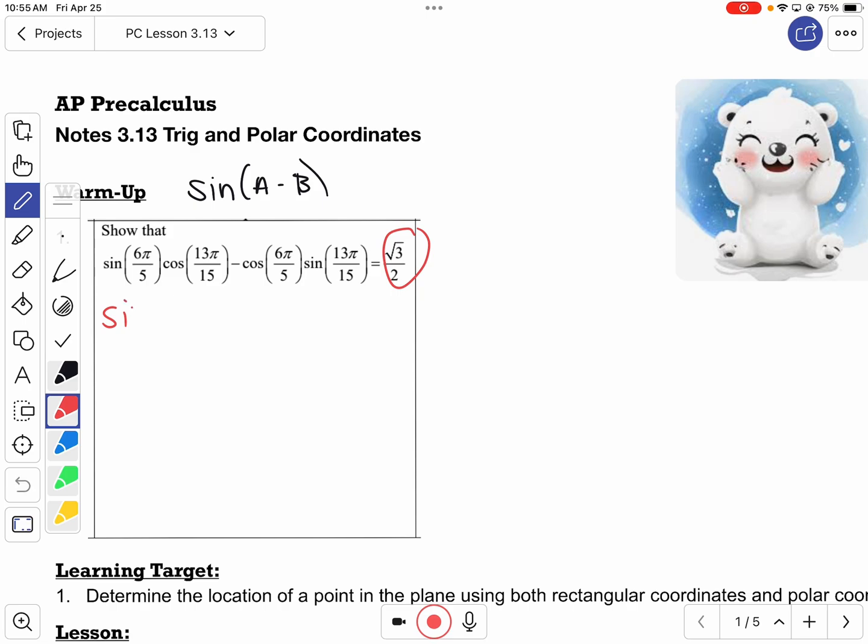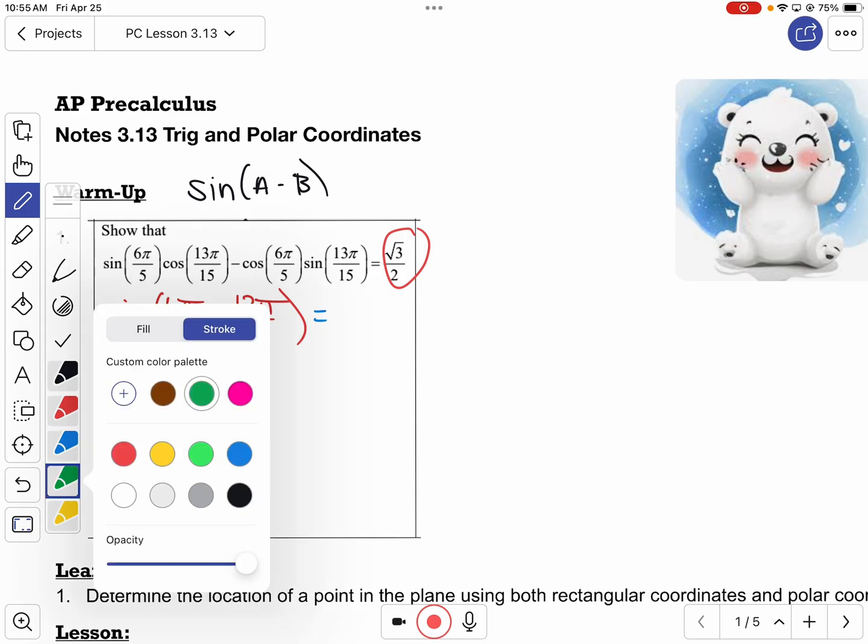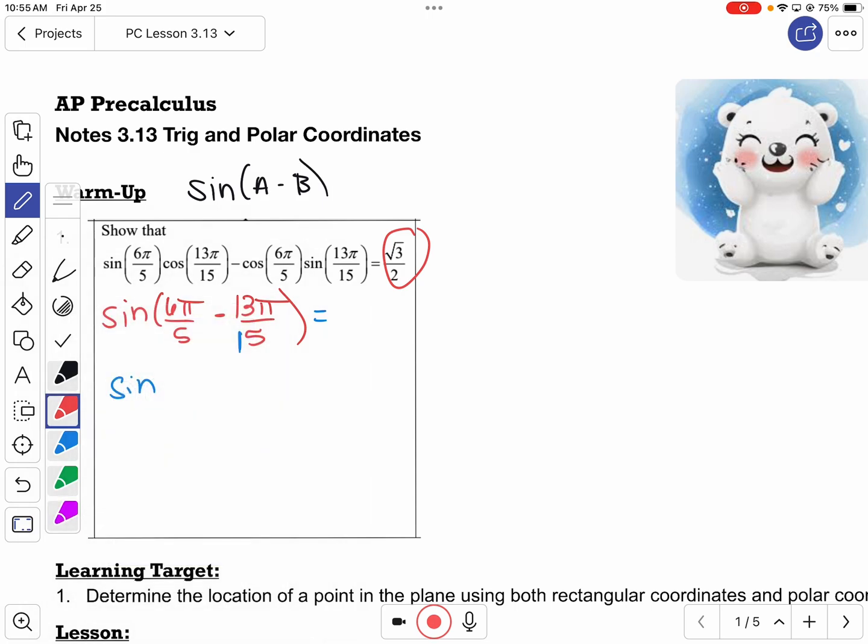So my first angle would be 6 pi over 5 minus my second angle, 13 pi over 5. All right, well, let's do a little fraction arithmetic inside of there. That's over 15. If I was going to put those two fractions together, what would have to be true? They need the same denominator, okay? So if I give this first one a denominator of 15, what's it going to change in my numerator? It'd be 18 pi, minus 13 pi over 15.